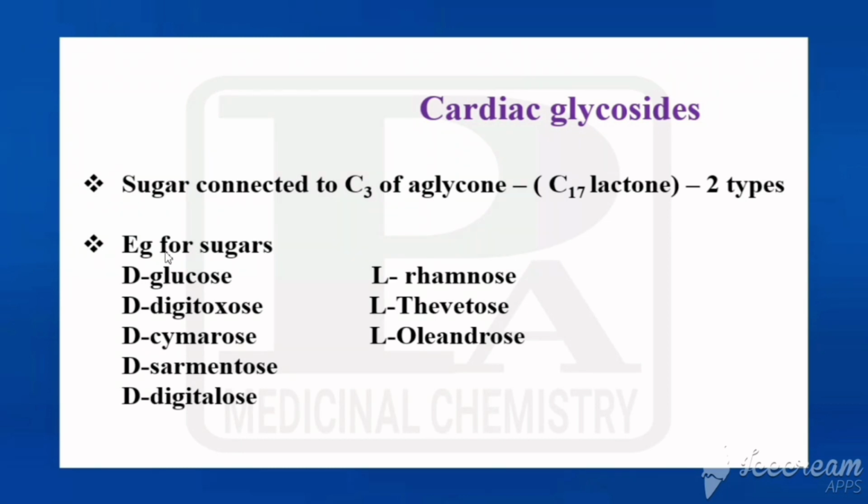We'll see the examples of sugars. They are D-glucose, D-digitoxose, D-cymarose, D-sarmentose, D-digitalose, L-rhamnose, L-thevetose, L-oleandrose. These D and L, capital D and L, indicate configuration, not the sign of rotation.